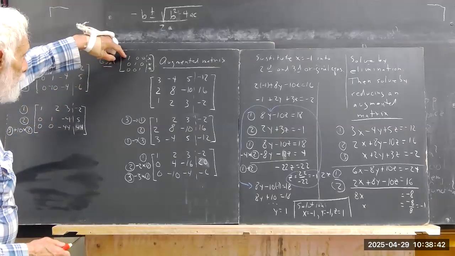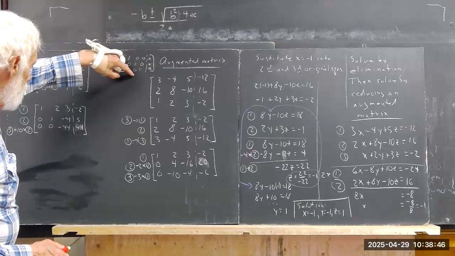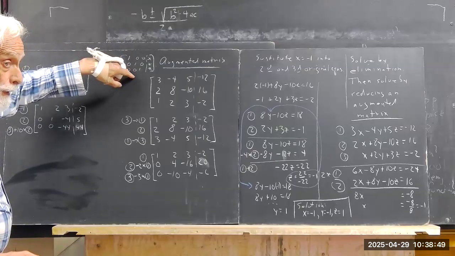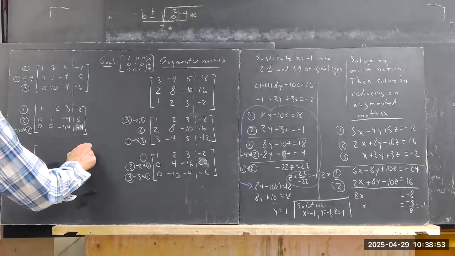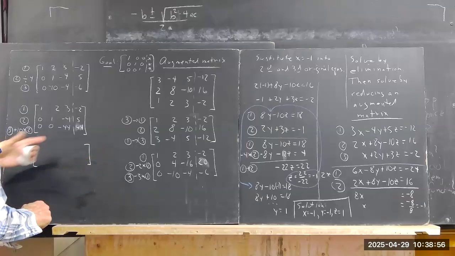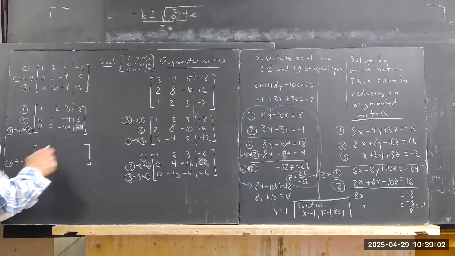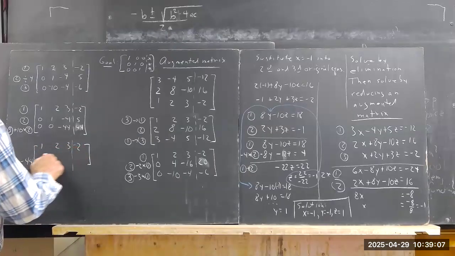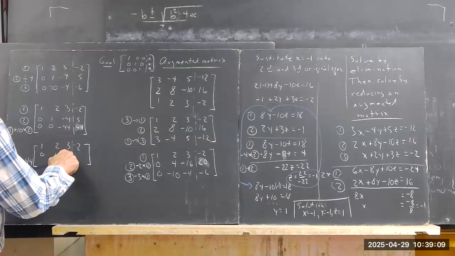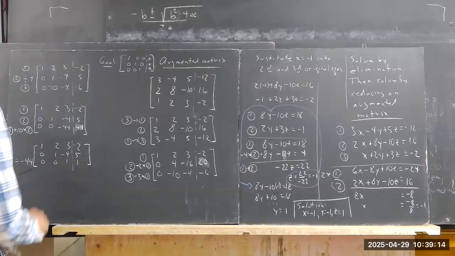So now I've got my ones here, and I've got my 3 zeros down here. Next thing I want to do is just divide row 3 by -44. So I have 1, 2, 3, -2, 0, 1, -4, 5, 0, 0, 1, 1.